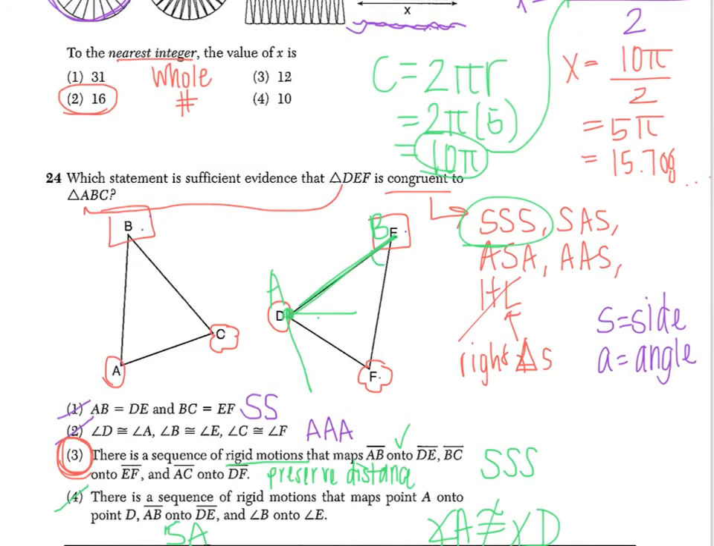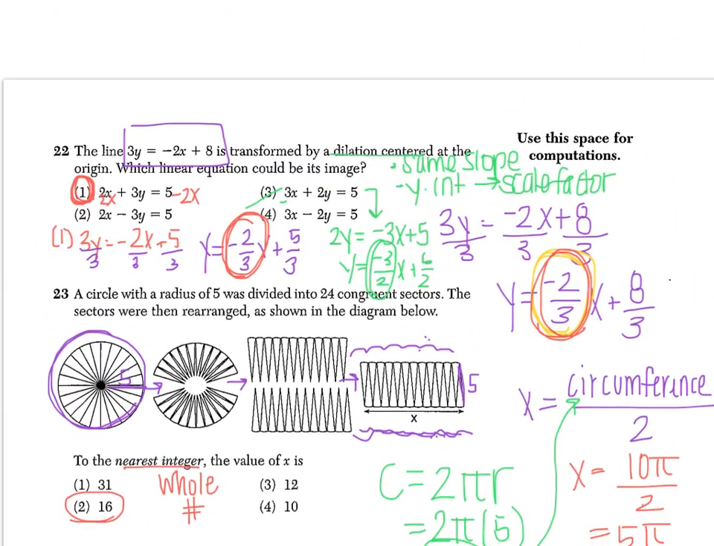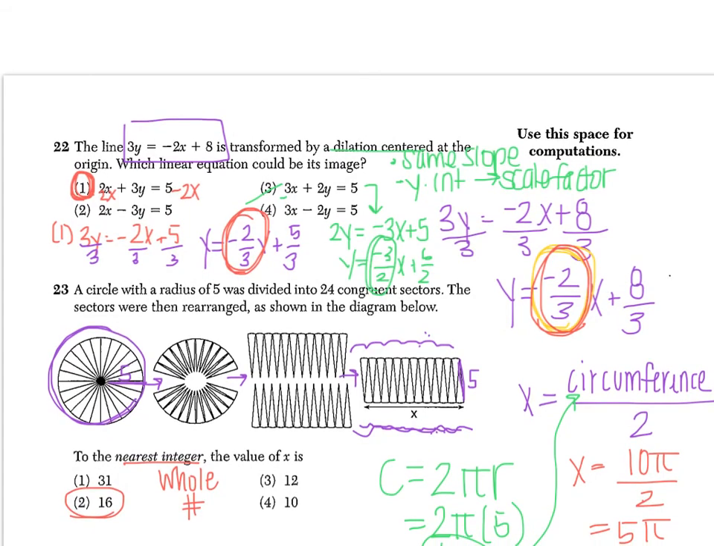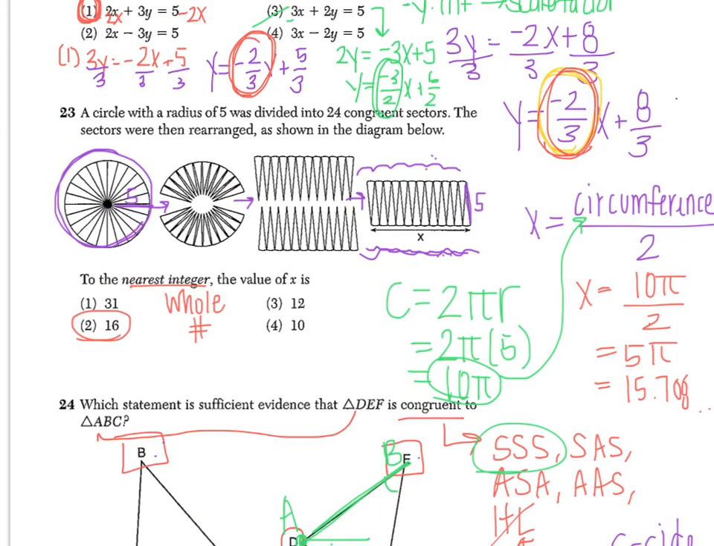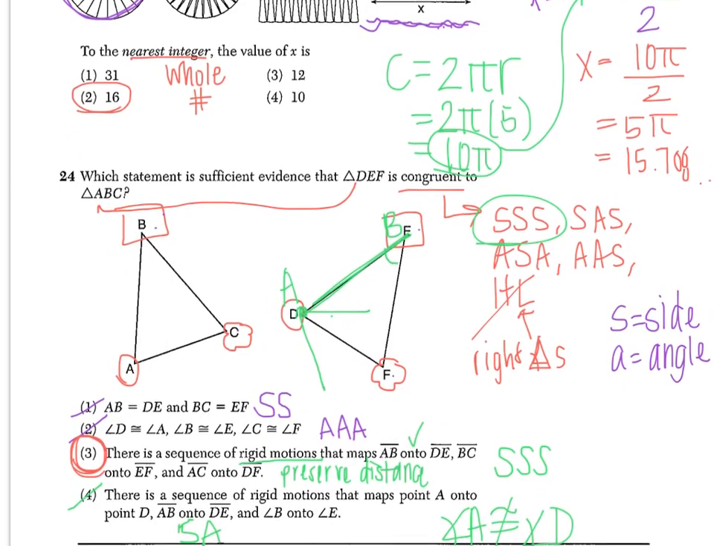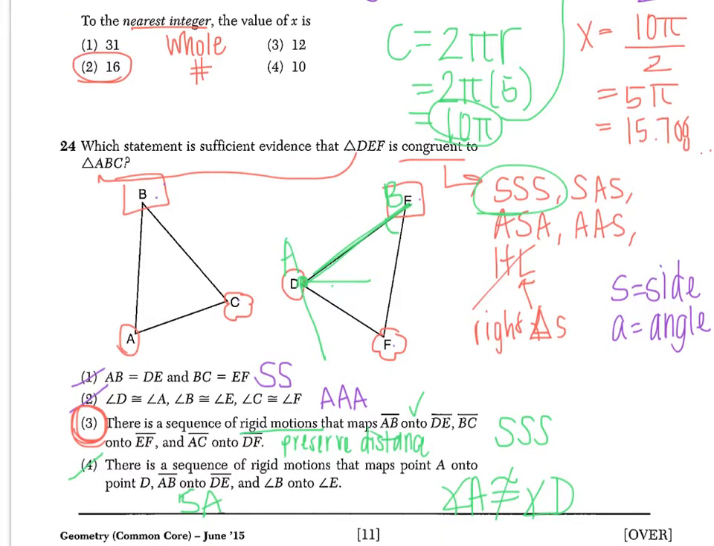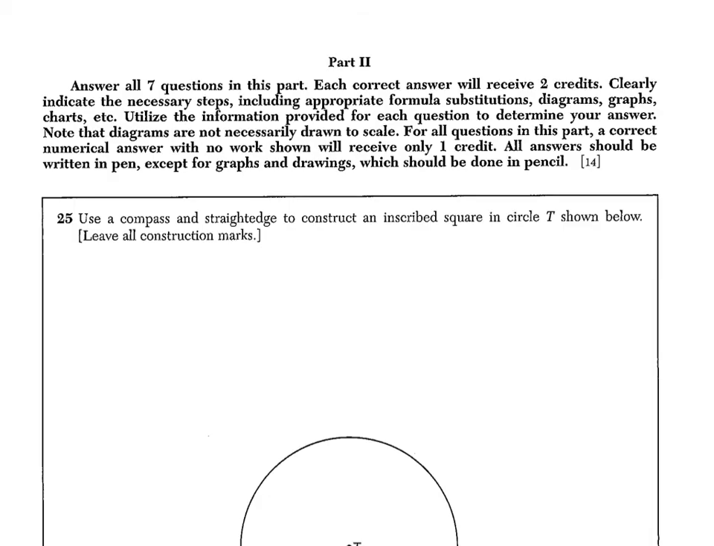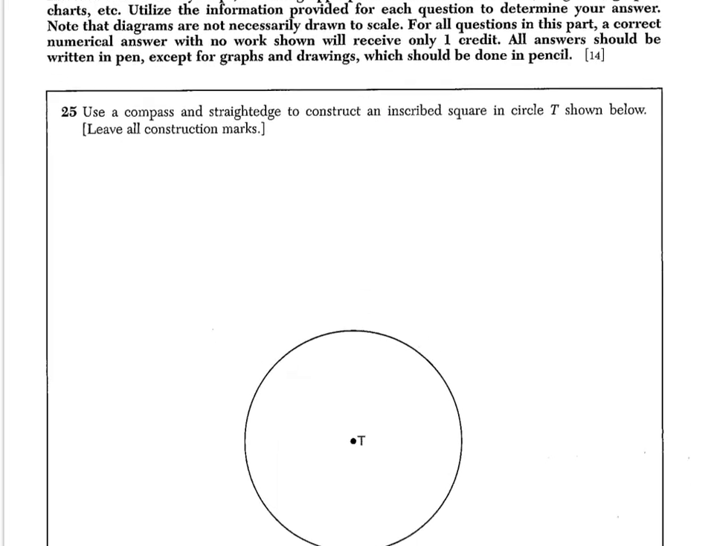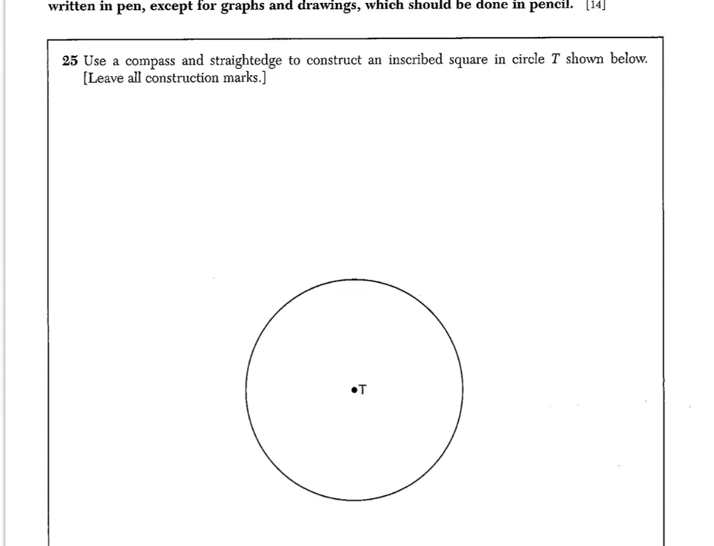So again, answers for this page are number 22 is 1, 23 is 2, and 24 is 3. Number 25 is the first short answer question, and for number 25 you should be using a straight edge and a compass. And we're asked to construct an inscribed square in circle T as shown below.